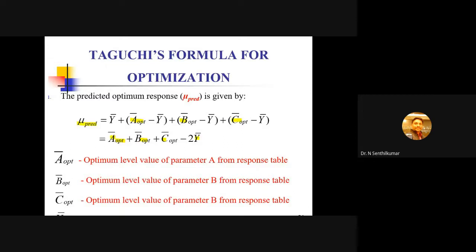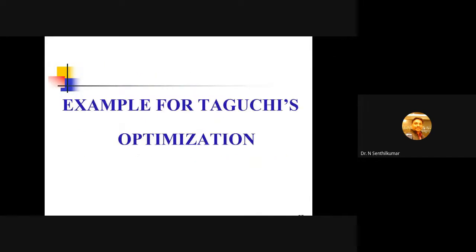Finally, we have to do one confirmation experiment and correlate the predicted value with the confirmed results, and actually, they will be very close to each other. That is the supremacy of Taguchi's technique. So with this basic introduction, we'll move on to the software.